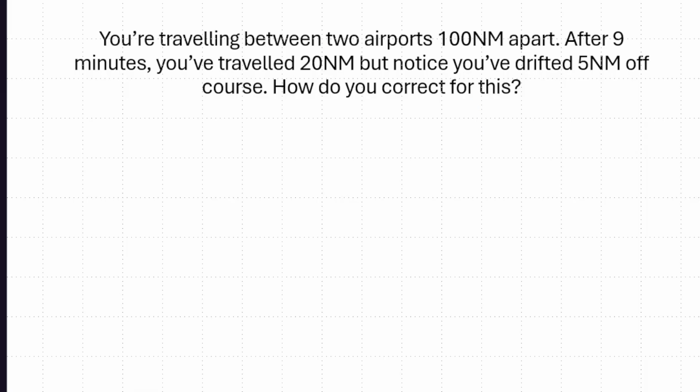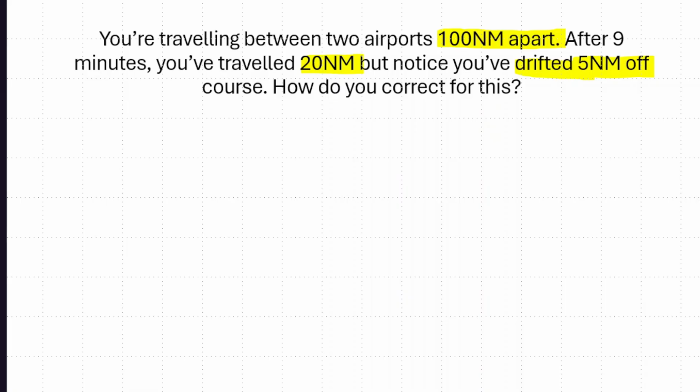So you're traveling between 2 airports 100 nautical miles apart, okay? That's important. After 9 minutes, you've traveled 20 nautical miles. The time doesn't really matter, but we know our distance here. And you notice you've drifted 5 nautical miles off course. Okay, so we've drifted 5 nautical miles. How do you correct for this?